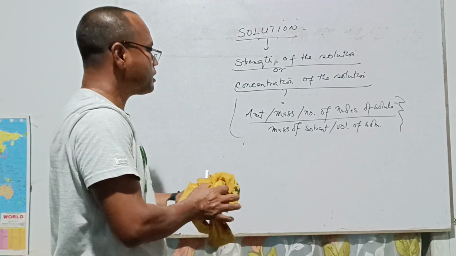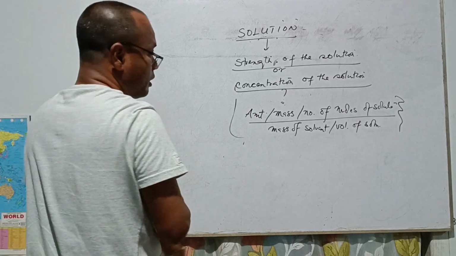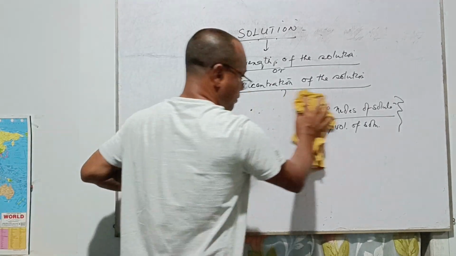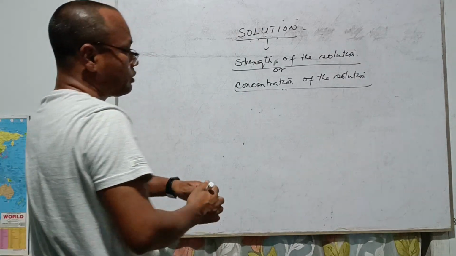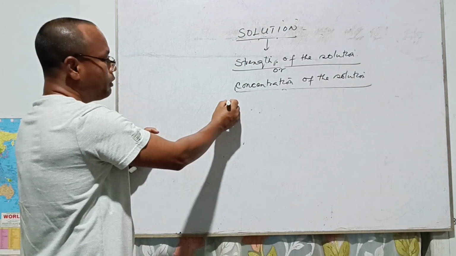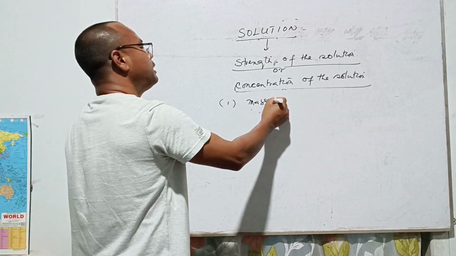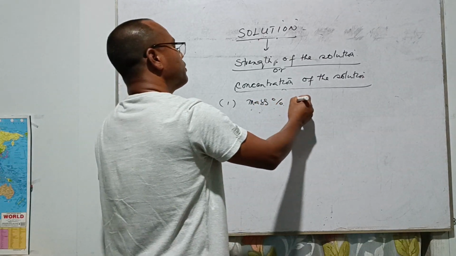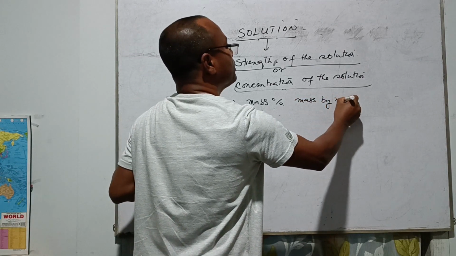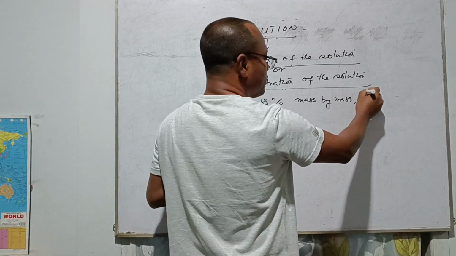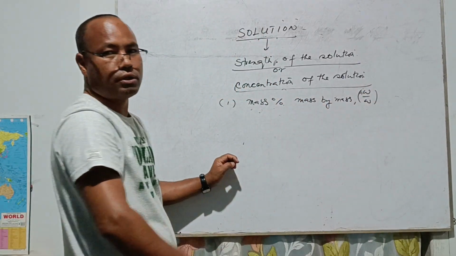Now here, this concentration or strength of the solution we express in different terms. What are the different terms we express the concentration of the solution? Number one, sometimes we express mass percentage, that is, mass by mass. So in short we write W by W. So that is we express in percentage.